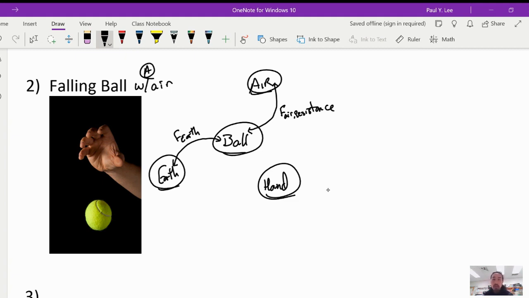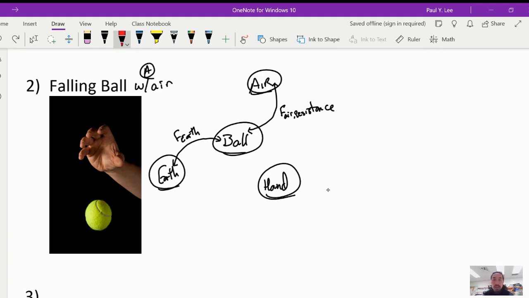Is the ball interacting with the hand, or is the hand interacting with the ball? If you look at the picture, it's not. Caught me. That's why I had that funny face. If you look at the picture, the hand is no longer touching the ball. So this interaction that I drew in red, if you drew that, I'm sorry, but we're about to erase it because the hand and the ball are not interacting. Whoa! So erase that.